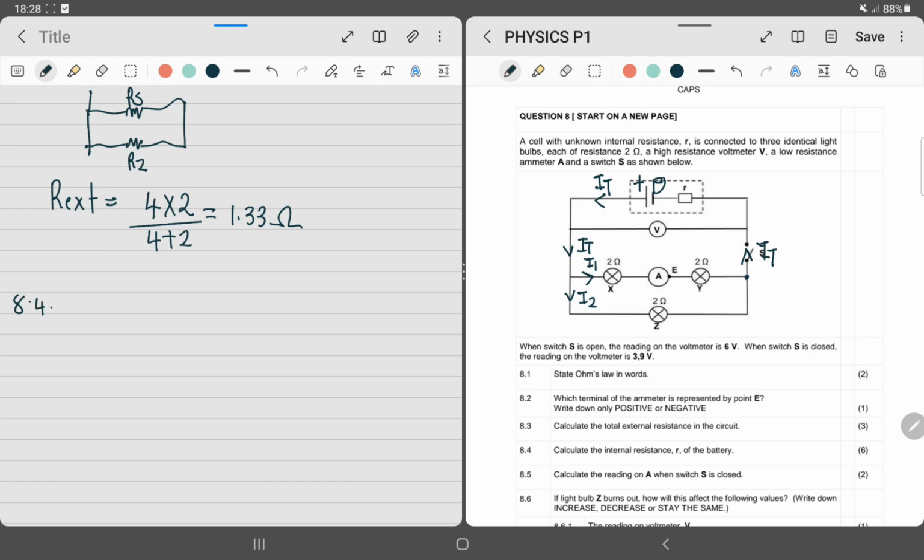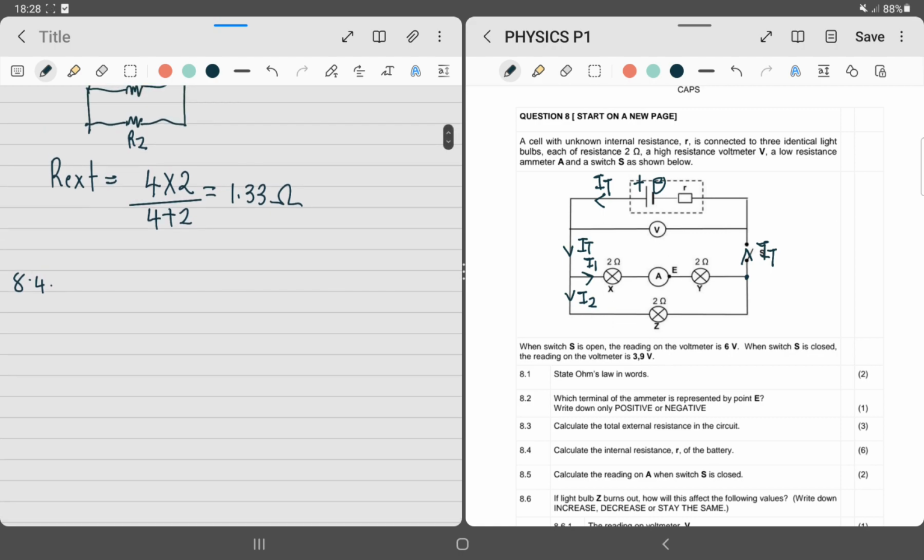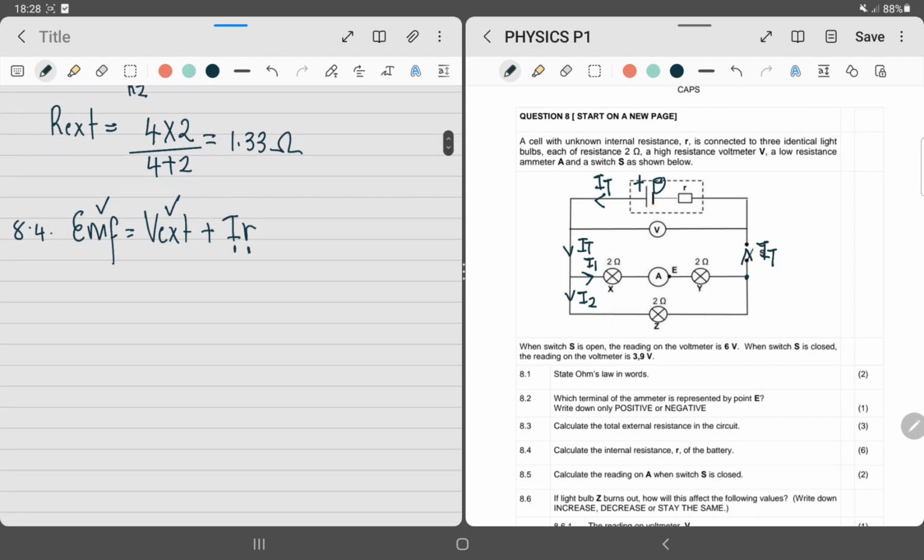8.4. Calculate the internal resistance r of the battery. Okay. The EMF should be equal to V external plus Ir. We do have the value of the EMF. We also have V external, but we don't have the total current and the internal resistance. In order for us to get the internal resistance, we must have the total current. So let's try and find the total current. We know that the current I is equal to V all over R.